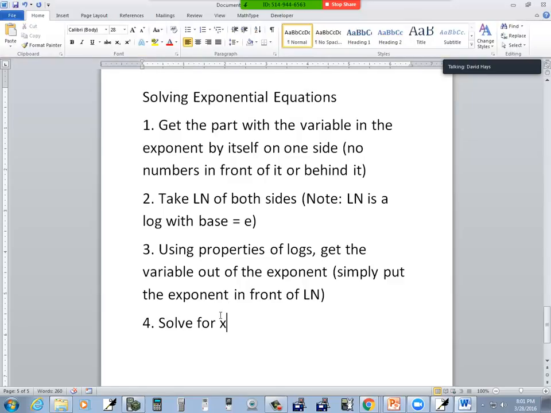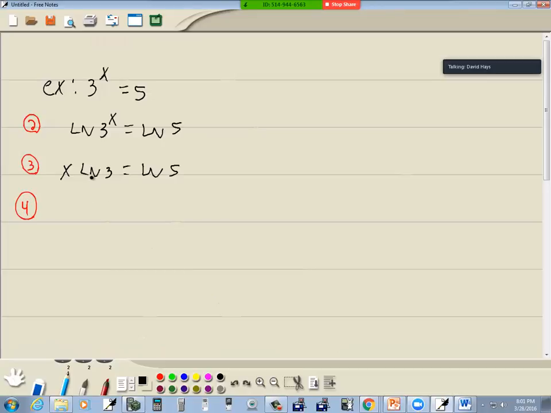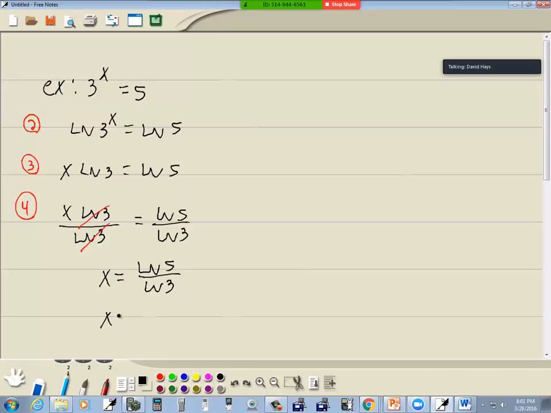Now step 4 is to solve for x. To get x by itself, we're going to divide by what's behind it. So we're going to divide both sides by ln of 3. And those ln of 3's will cancel. And you've got x is equal to ln of 5 over ln of 3. Now you cannot cancel the ln's, the natural log, because those actually modify the number.